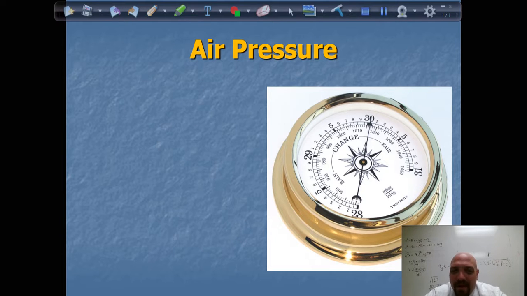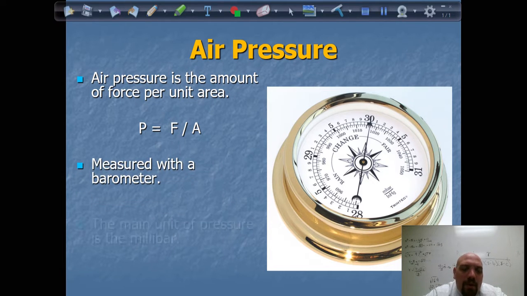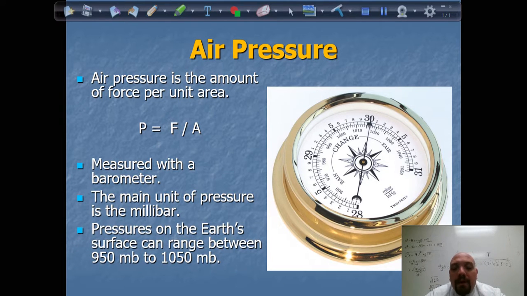All right, so we've talked a little bit about air pressure. Air pressure is huge because it helps us determine what weather trends are, but it also changes as you go upwards into the atmosphere and tells us a lot about the properties of the atmosphere that we look at. All right, so air pressure is force per unit area. We measure it with a barometer, and we use the millibar. All right, we talked a little bit about the kinds of pressures you find on the Earth's surface, right? Anywhere between 950 and 1,050 millibars. But you can get a little bit higher or a little lower in extreme circumstances.